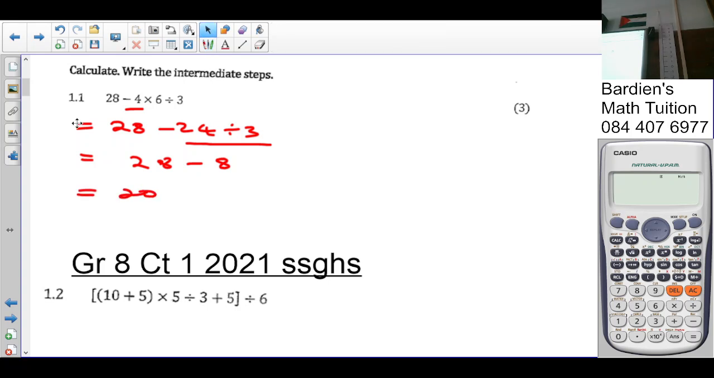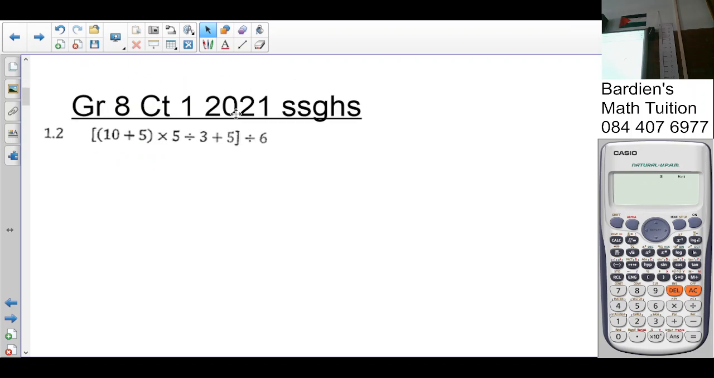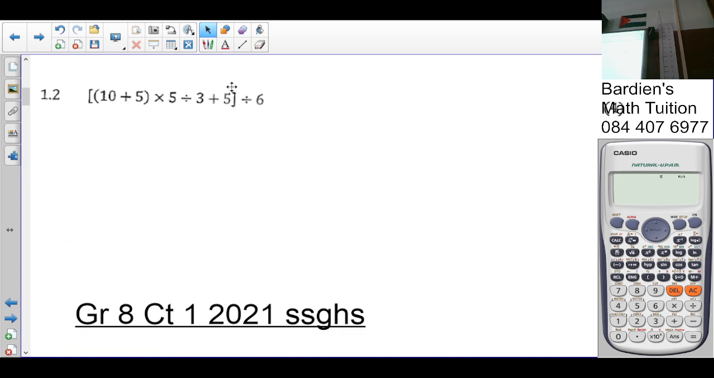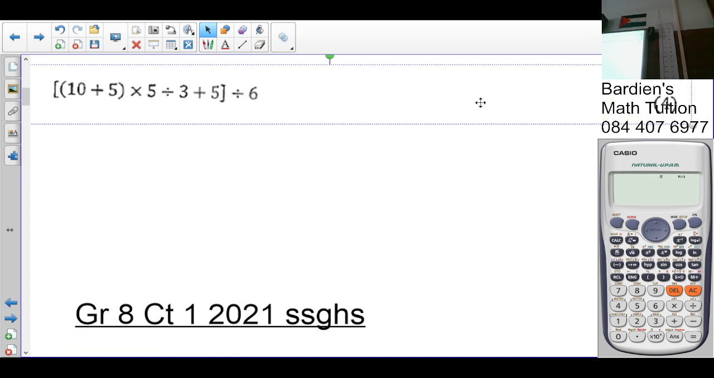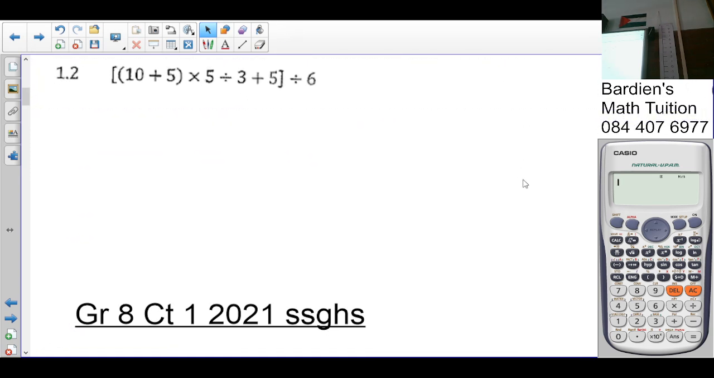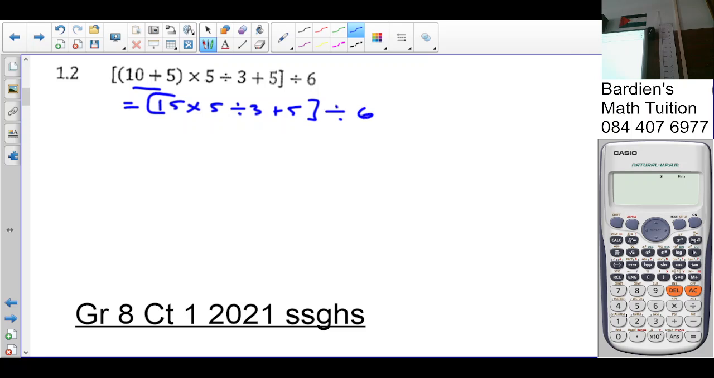You guys agree with that? If you don't agree, just let me know, and I'll check if I made a mistake, or I can explain to you where you're going wrong. Okay? That's okay? Alright, 1.2. What needs to be done first? Most inner bracket. Okay, so it's going to be 10 plus 5 is 15 times 5 divided by 3 plus 5. That is the outer brackets divided by 6. Now what needs to be done?